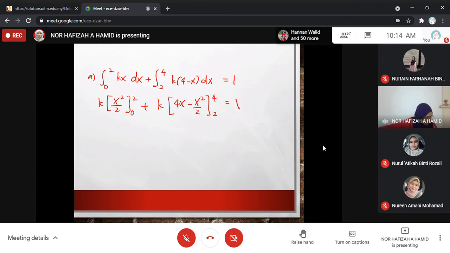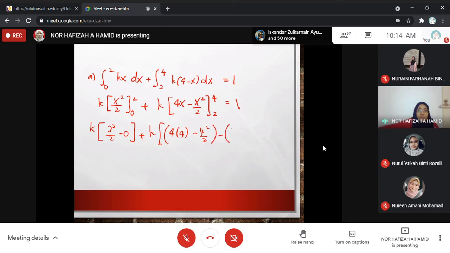Okay, so nanti you boleh substitute value. Okay, so first substitute value with 2, you have k and 2 square over 2 minus 0. So plus with k. Next substitute with 4. For 4 minus with 4 square over 2. So substitute with 2. For 2 minus with 2 square over 2. Okay, so equal to 1. Okay, so exam ni you kena tunjuk step you substitute value ni. Okay, so dah ada markah kat sini.